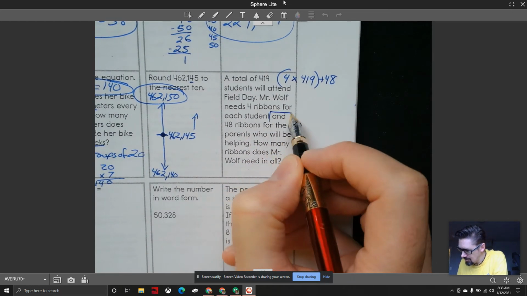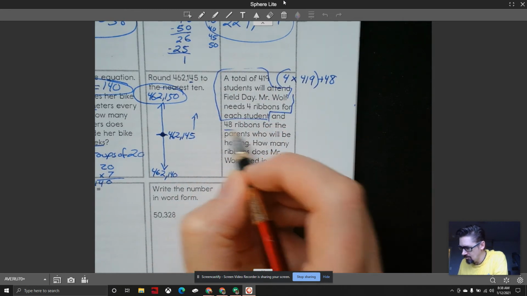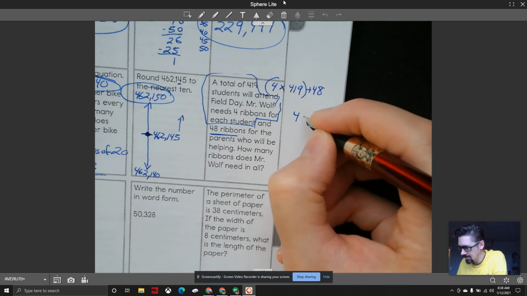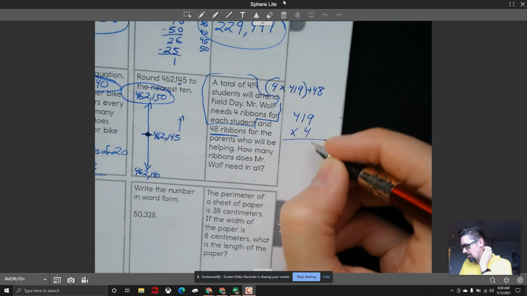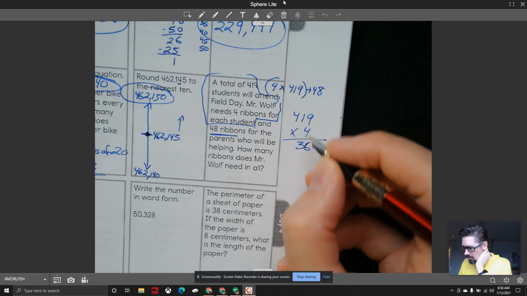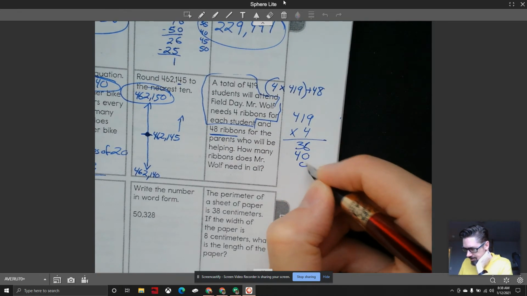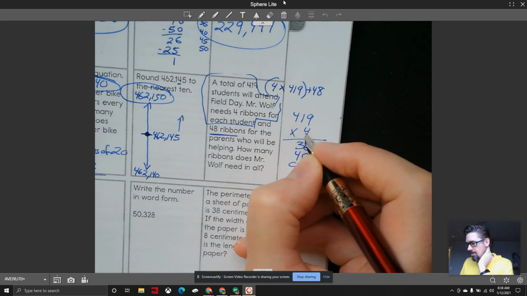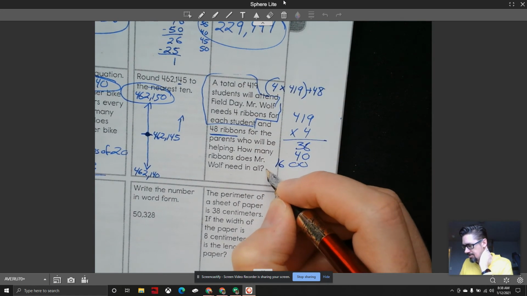So the students part is here. And we're combining those 48 there. So let's do the math here. 419 times 4. So we have 9 times 4 is 36. 4 times 10 is 4 tens. I put the zeros here because I have this digit and this digit. Okay, and this is the hundreds place value. So 4 times 4 hundreds is 16 hundreds, or 1,600.